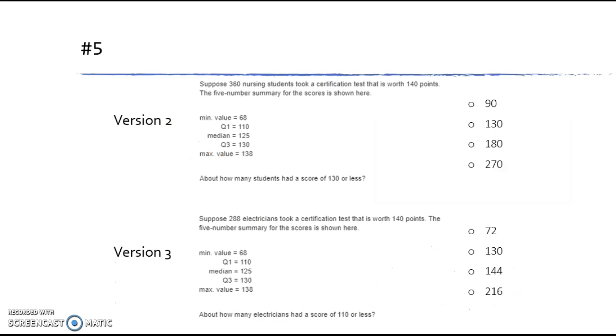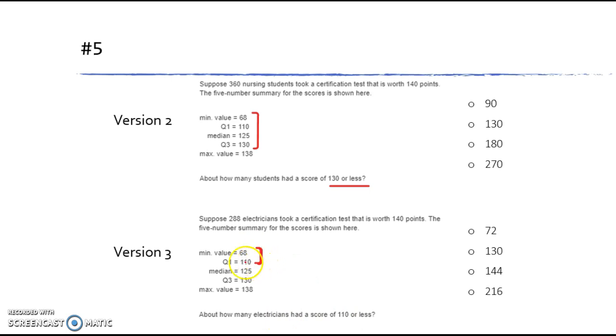The other two versions of the question are very, very similar. Again, just read what it's asking you for. Version 2 says a score of 130 or less. That would be this. And then version 3 says a score of 110 or less. That would be this little section right here.